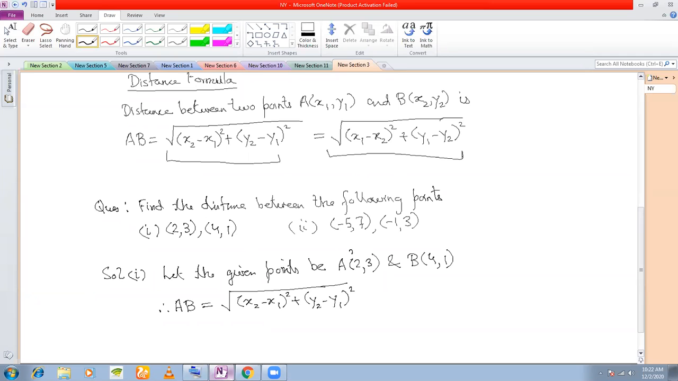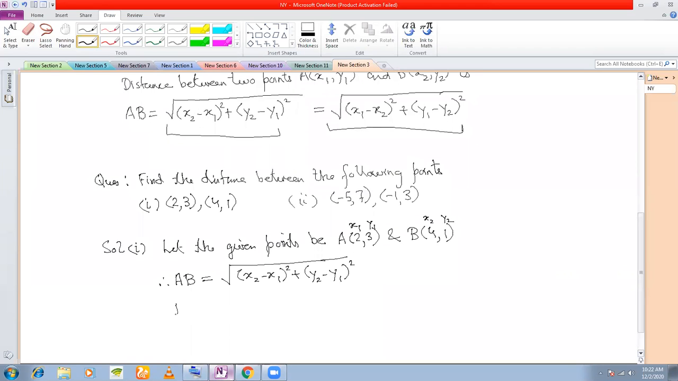So we consider this as our x1, this as our y1, this as our x2, this as our y2. So here, what is x1? x1 is 2, y1 is 3, x2 is 4, and y2 is 1. Remember, x1, y1 and x2, y2 should always be taken very carefully.